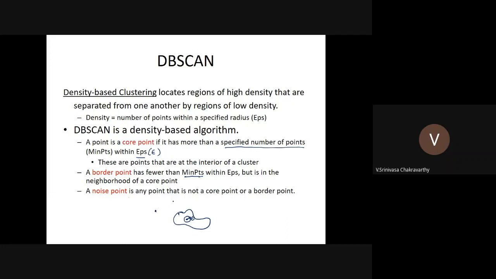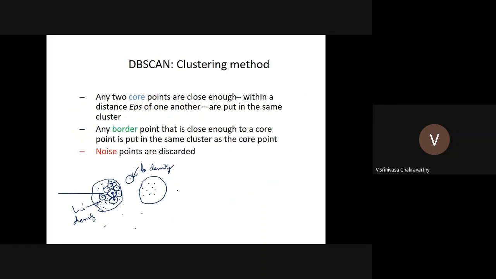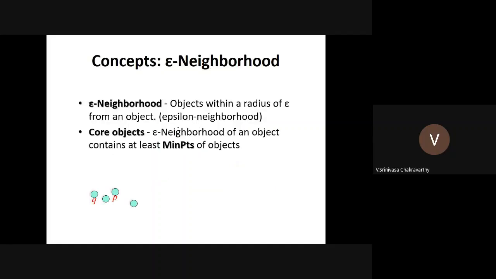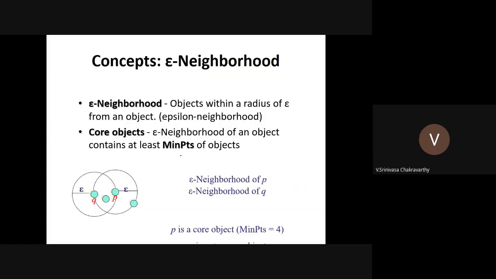Okay, so once you have these three kinds of points, you can now go ahead and construct the clusters. So let us see how it is done. Again, this is a border point, this is a core point, and the outlier is a noise point. So the epsilon neighborhood is all the points within the sphere of radius epsilon. A core object is an object whose epsilon neighborhood contains at least min points of objects.